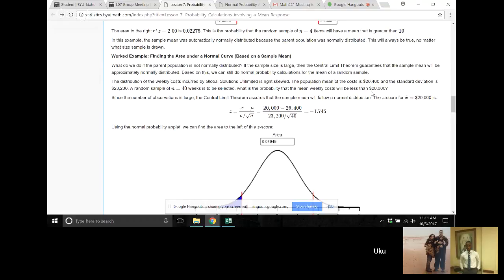So they just took the mean over here. Oh. Population mean, the cost. They just took this and made it a z-score. Well, this 20,000 is just a selection, so they want to know what's the probability that the weekly cost will be less than 20,000. Okay.